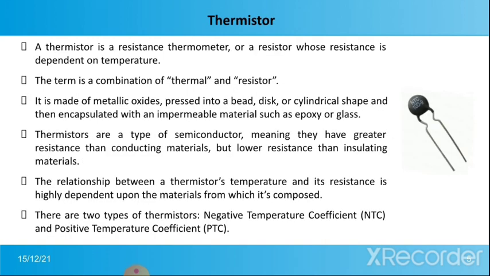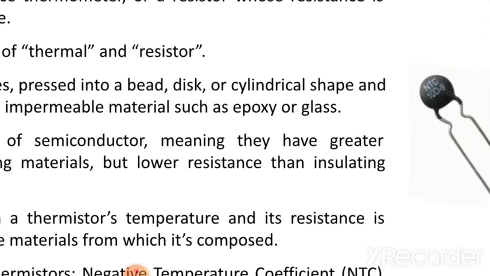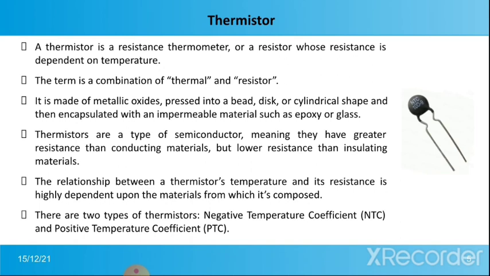Now we'll talk about the first type of temperature measurement. First one is the thermistor. So this is the thermistor. It is a resistance thermometer or a resistor whose resistance is dependent on temperature. The term is a combination of thermal and resistor. It is made up of metallic oxides pressed into a disc or cylindrical shape and then encapsulated with an impermeable material such as epoxy or glass.